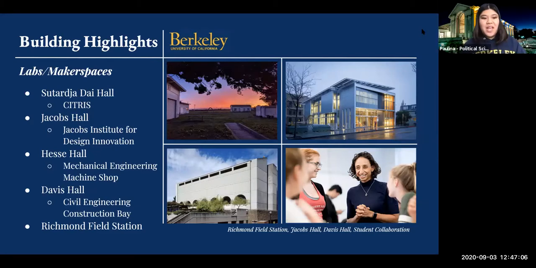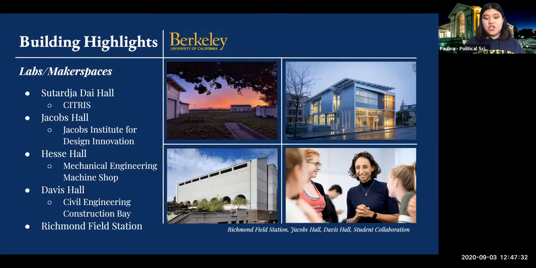Thanks, Kristina. So we're going on to some building highlights. Honestly, the engineering buildings, just from personal experience, are some of the most beautiful and amazing buildings on campus. We do have a lot of really classical looking buildings, but these buildings just look so fresh in my opinion. And there's lots and lots of labs and maker spaces that students are able to access to get that hands-on experience, which is so cool, I think.